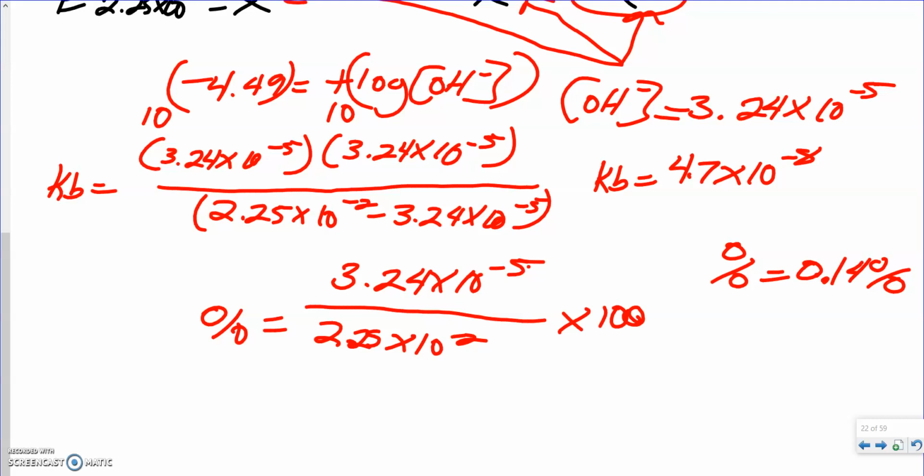Okay, so that's just some of the different ways we can solve these out. We can work through a couple problems from here, and that's it for right now.